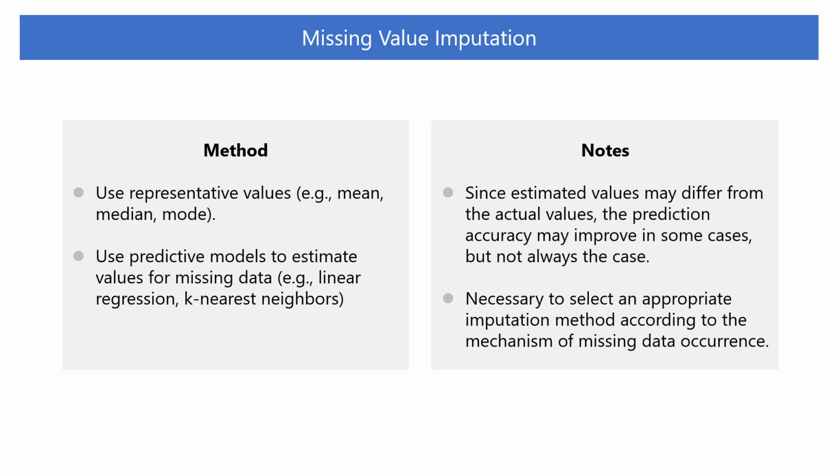However, since these estimated values are just estimation results, they may differ from the actual values. Therefore, while imputing with estimated values may improve the prediction accuracy in some cases, this is not always the case. In addition, it is necessary to select an appropriate imputation method according to the mechanisms of missing data occurrence. A mechanism of missing data occurrence will be explained in the next section.